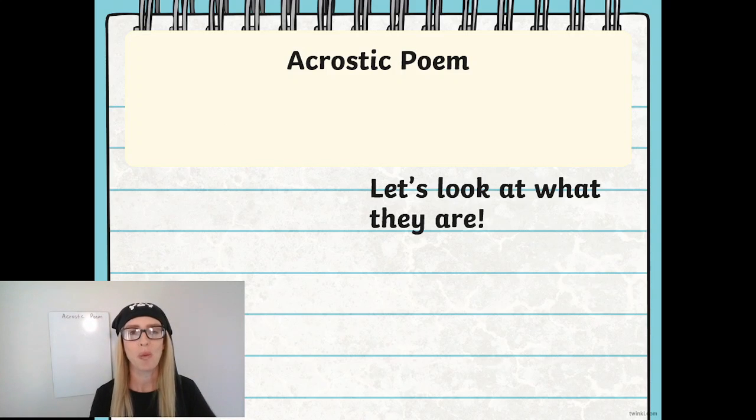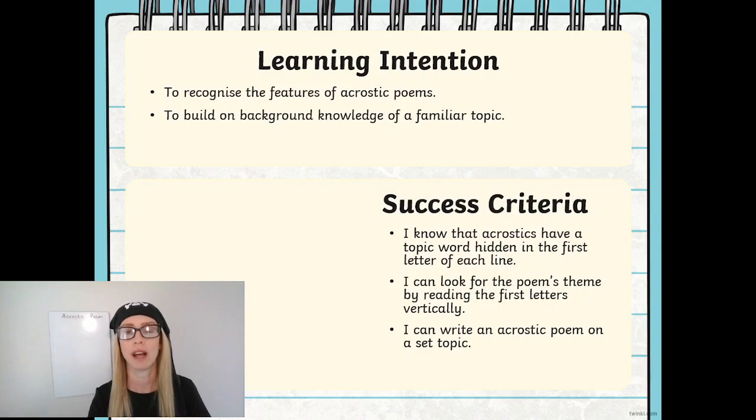Hi, boys and girls. Welcome back to Writing for Week 1. We are still looking at acrostic poetry. Okay, so let's get stuck in and look at our learning intention and success criteria. So our learning intention is to recognize the features of acrostic poems and build on our background knowledge of a familiar topic. Who can remember our theme we're looking at this week?